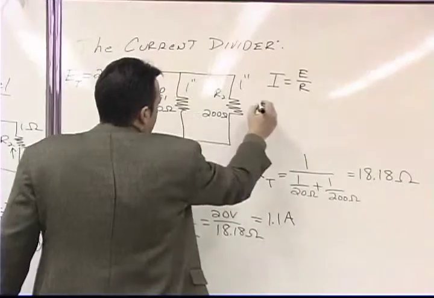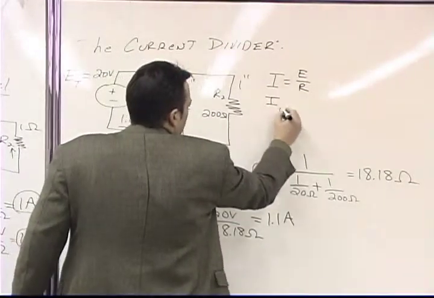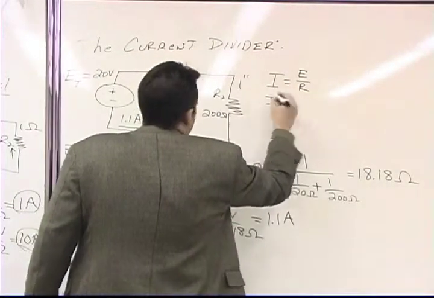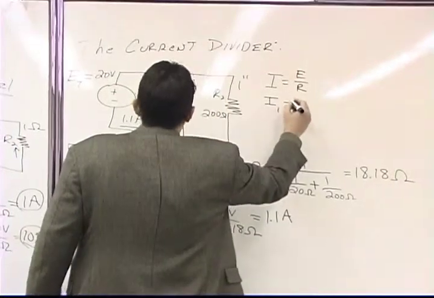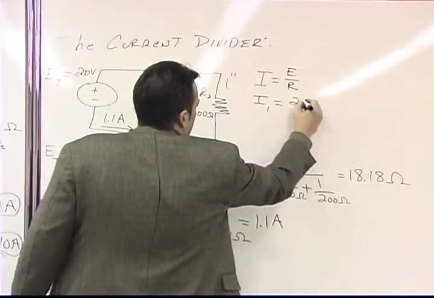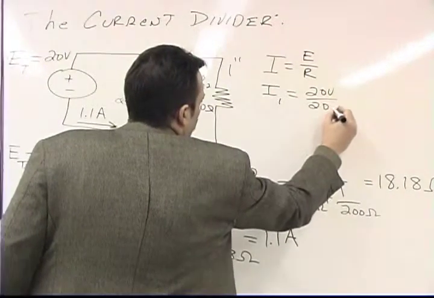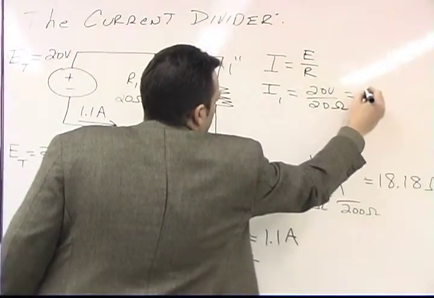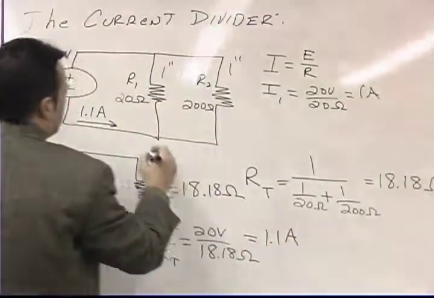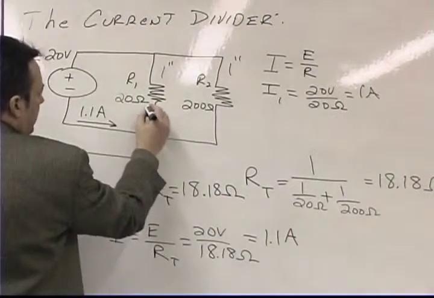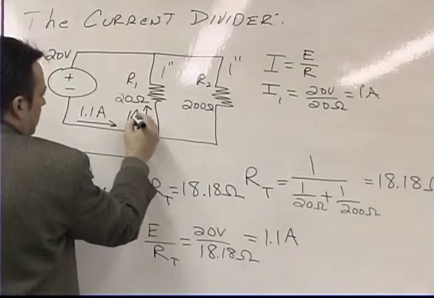Yeah. So we know that current is equal to voltage divided by resistance. So for the current that's flowing in branch 1, that's going to be equal to the voltage, which is 20 volts, divided by the resistance, which is 20 ohms. And that's going to be 1 amp. So we know that we have 1 amp flowing here.